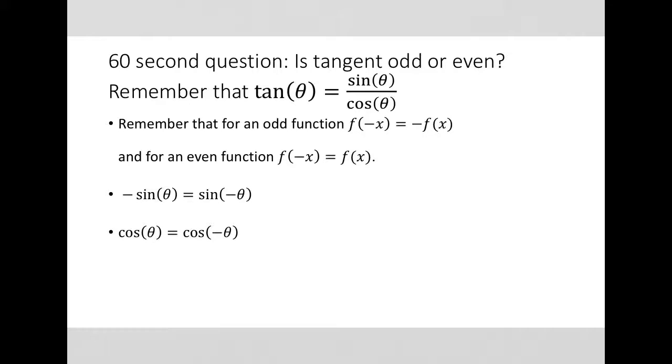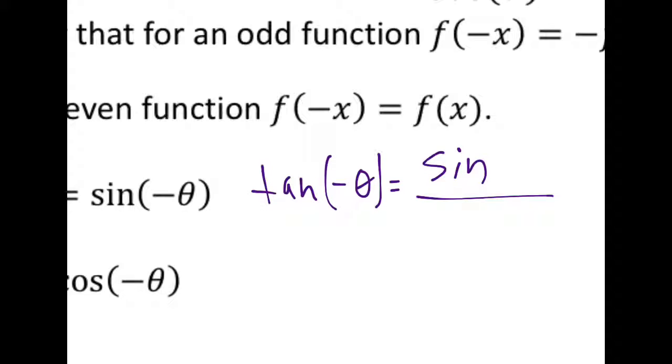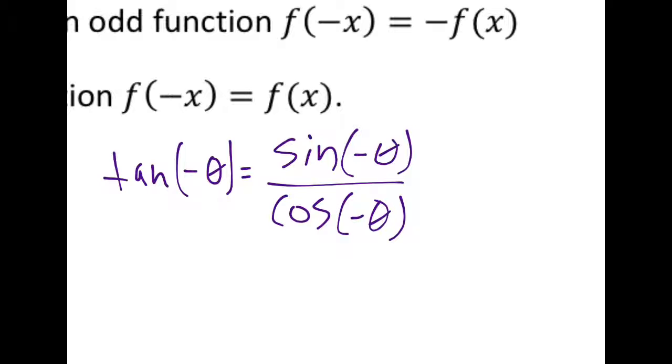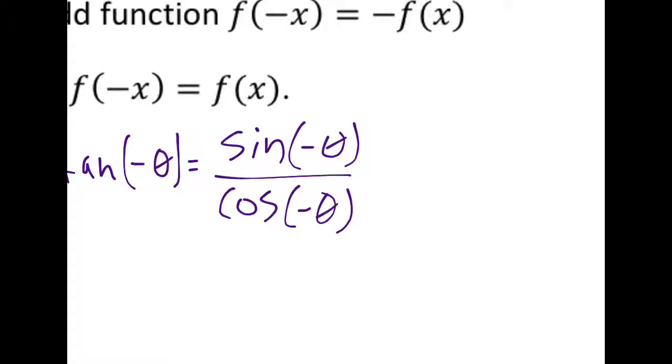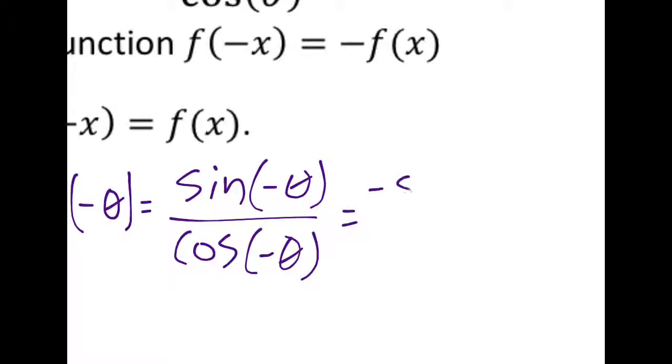Well, let's look at this algebraically. Tangent of negative theta can be rewritten using the identity sine over cosine. You just need to make sure you make the insides the same. So sine of negative theta over cosine of negative theta is tangent of negative theta. And, well, what do we know about sine of negative theta? We know that we can replace it with negative sine of theta. So we could say negative sine of theta in the numerator.